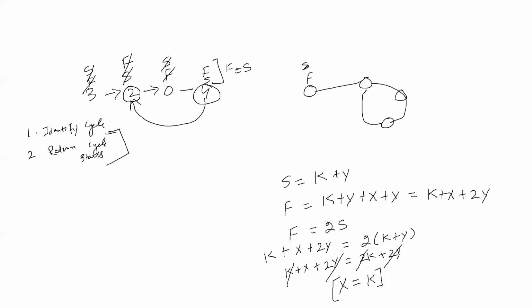So slow, fast starts here. Fast reaches here. Slow starts here. So again, fast took 2 steps. Then slow moves here, then fast moves here, then slow again. The moment F becomes S, it means a cycle exists.